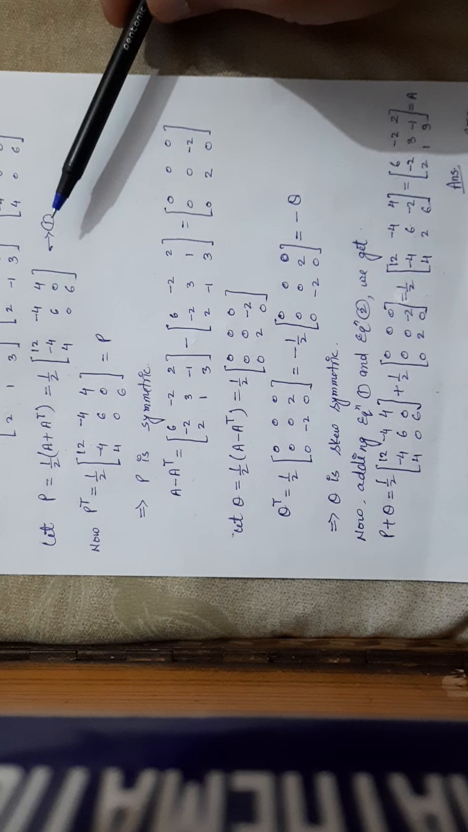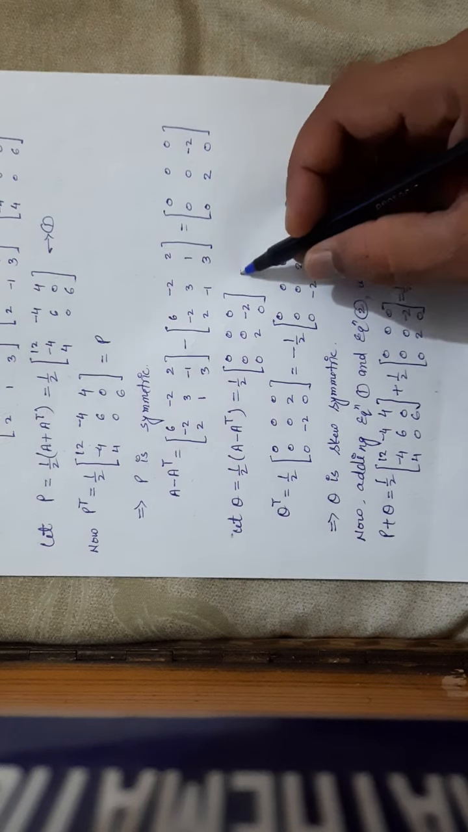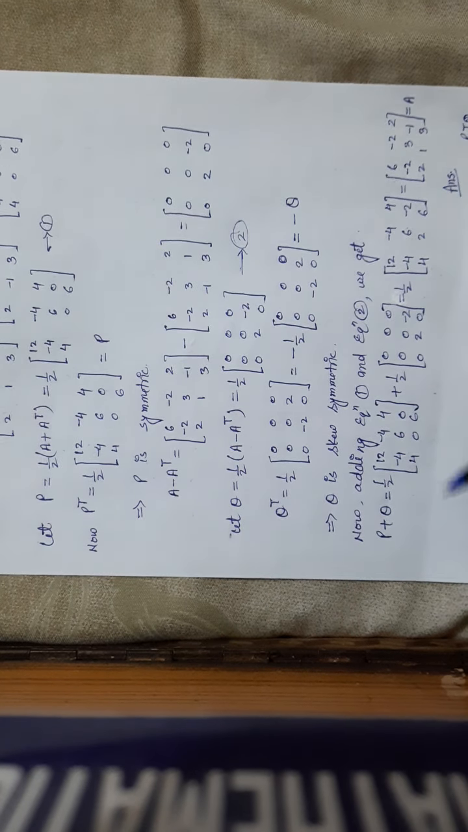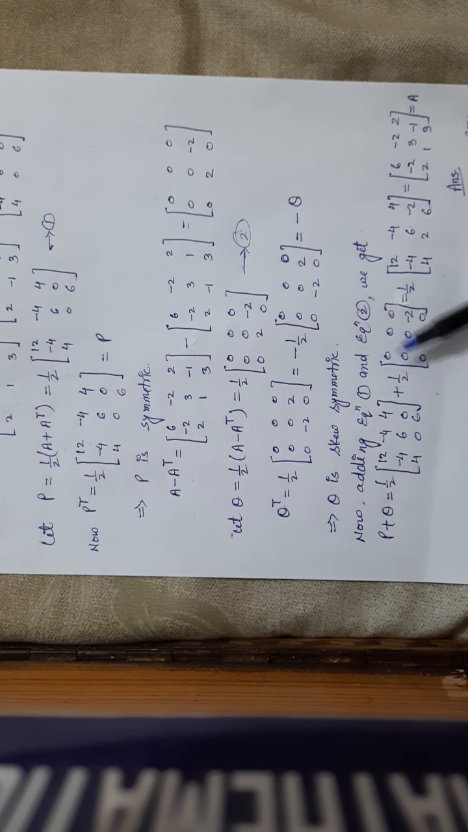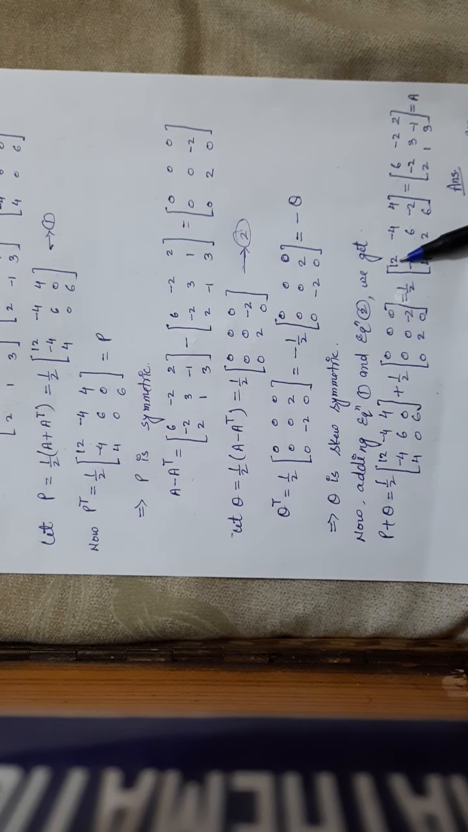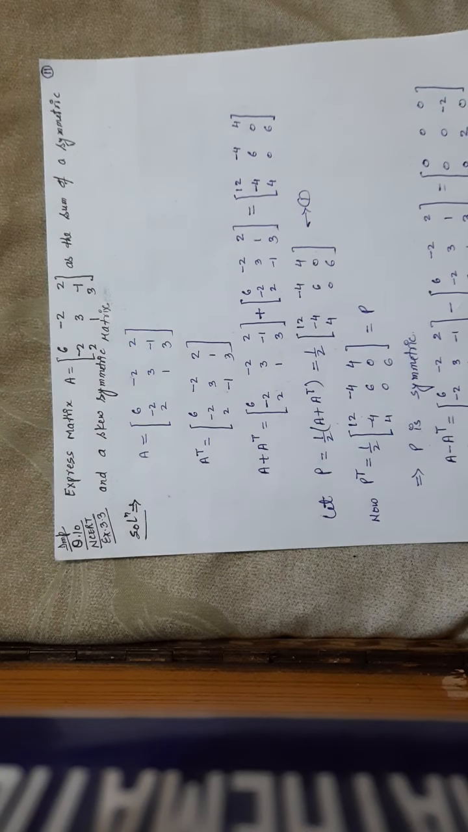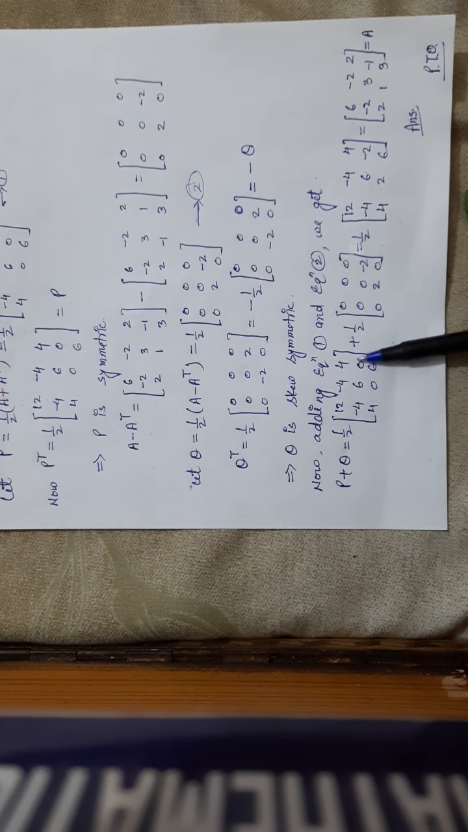On adding matrix P and matrix Q, that is equation first and equation second, we get half of this matrix plus half of this matrix. On taking half common, this matrix plus this matrix will be added. On dividing each element by 2, this will be again matrix A, which is given in the question. Is it clear? So matrix A is converted into the sum of a symmetric matrix and a skew symmetric matrix. Clear?